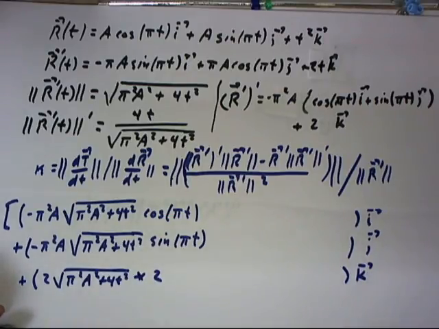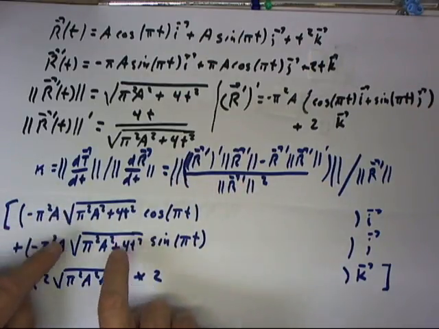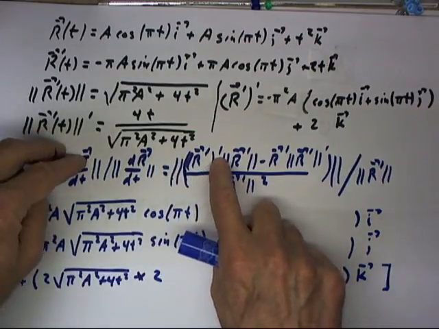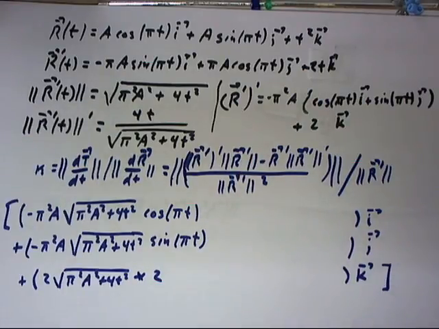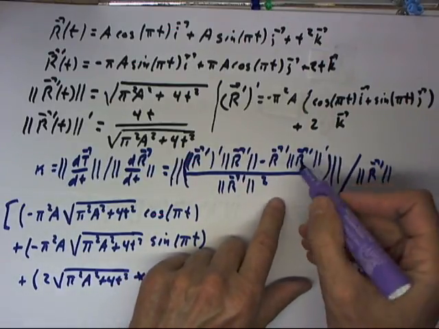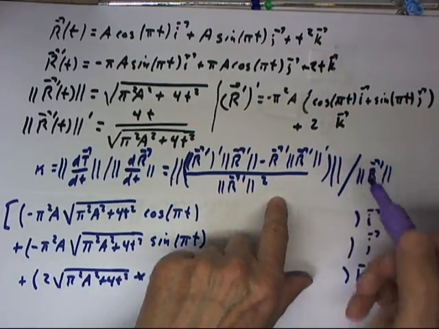And there will be more for the k term. So what we have is the i, j, and k components of r double prime times the magnitude of r prime. Now, I don't want to get too colorful on you here, but let's go ahead and switch colors and get the r prime times the magnitude of r double prime.